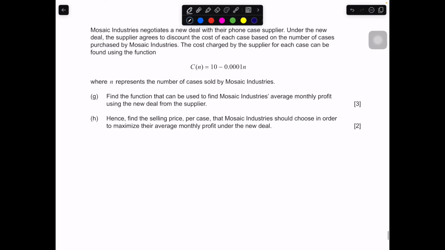Final 2 questions, and I'd imagine this should be a good challenge. Mosaic Industries negotiates a new deal with their phone case supplier. Under the new deal, the supplier agrees to discount the cost of each case based on the number of cases purchased by Mosaic Industries. The cost charged by the supplier for each case can be found using the function.